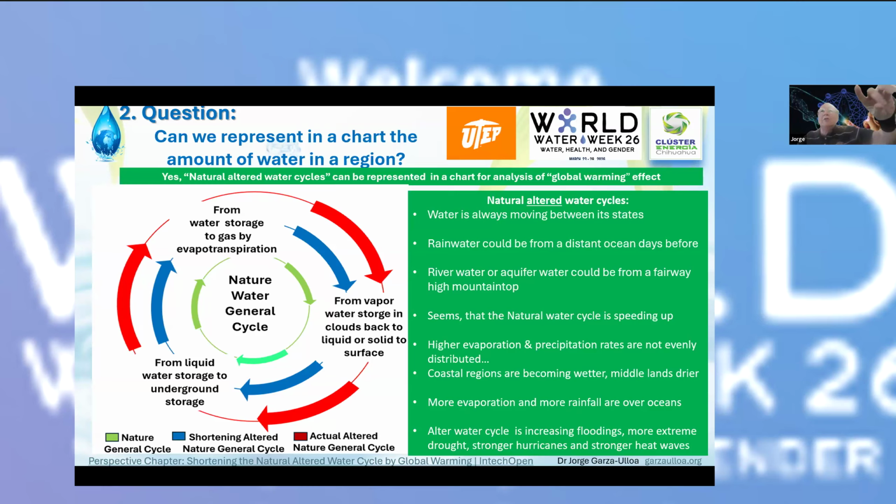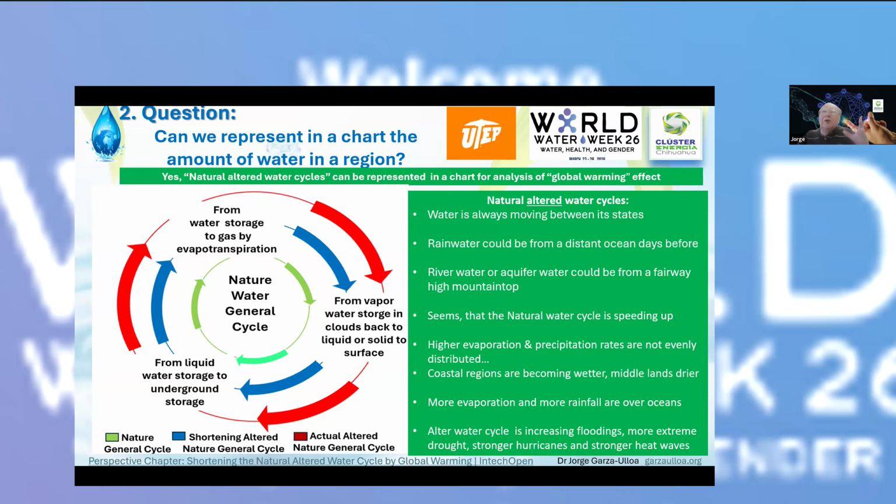Why? Because the water is always moving between its states. The rainwater that we see right now, sometimes we think it's coming from the mountain. Not anymore. That water could be brought from the ocean, water that was evaporated days ago. The river water, the aquifer, the same. It could be water from a very high mountain and not very close. We are seeing that the natural water cycle is speeding up. That's the big question we have today.